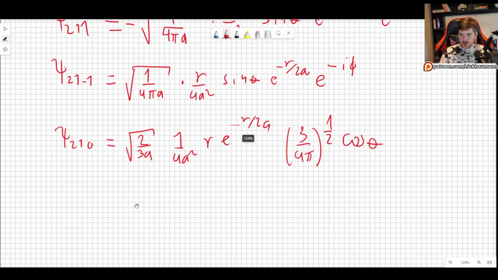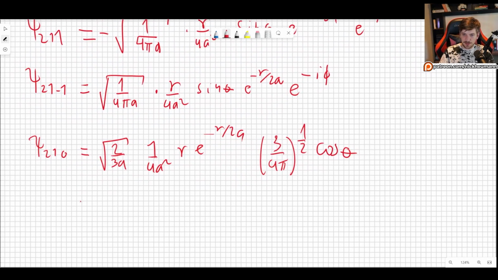Okay, so can we simplify anything? We can simplify a few things. So again, this with this 4 with this, it gives us a 2. So we get the square root of 1 over 2 pi a, and then r over 4a squared e to the minus r over 2a, and then just cosine theta, and there we go.